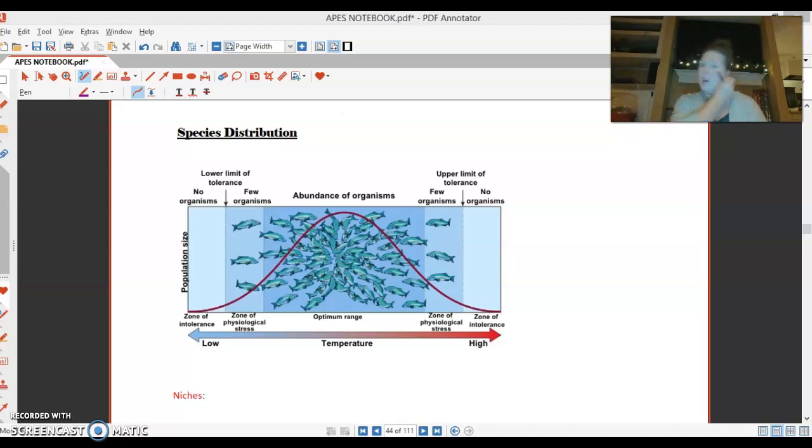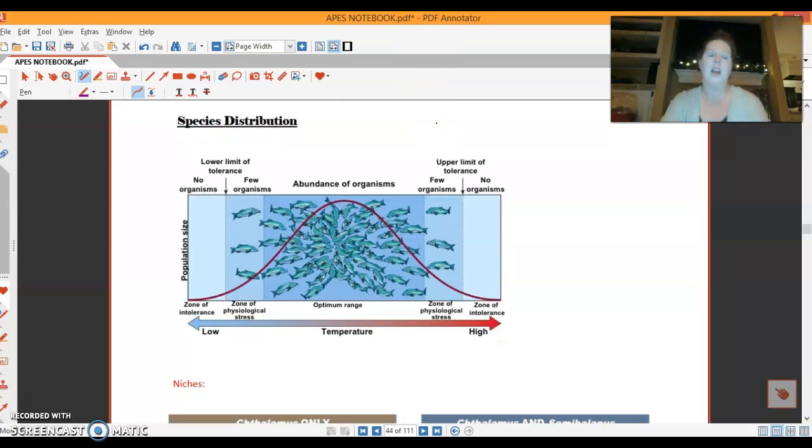So this graph right here, I think, is pretty easy to understand. It shows how species are distributed. We know that all organisms prefer a specific set of conditions: temperature, water, light availability, amount of oxygen, amount of sunlight, etc. So one of the best ways to show this is with fish, because fish really can withstand a wide range of conditions. So you see right here, this is what we call the optimum range.